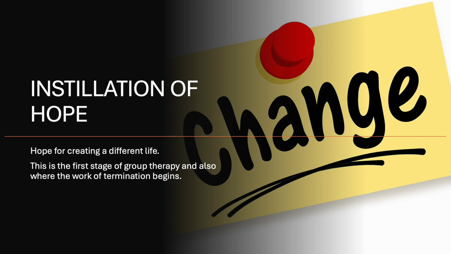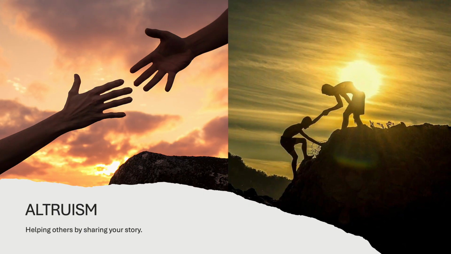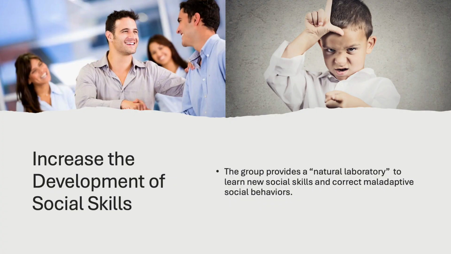In the installation of hope phase, participants develop hope for creating a different life. Members are at different levels of growth, thus they gain hope from others that change is possible. Universality. Participants discover that others have similar problems, thoughts, or feelings, and that they are not alone. Altruism. Altruism results from sharing oneself with another and helping one another. Increased development of socialization skills. New social skills are learned and maladaptive social behaviors are corrected. The group can provide a natural laboratory for this to happen.